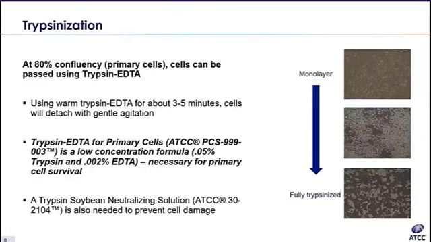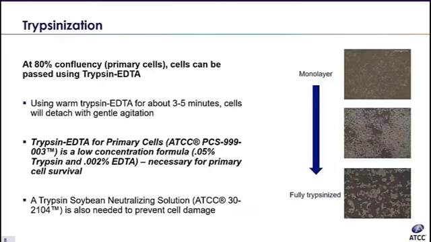Long-term exposure of trypsin to cells can be detrimental, so that time in trypsin needs to be minimized. Also note that if using primary cells, a special lower concentration formula of about 0.05% trypsin should be used. The lower concentration of trypsin will definitely require the physical agitation of the cell culture dish to ensure detachment.